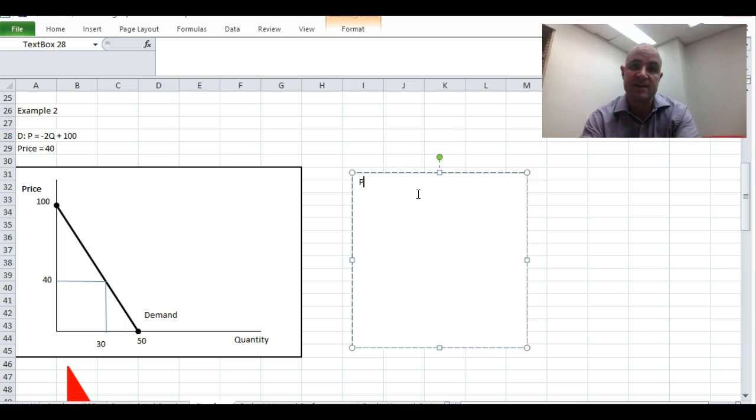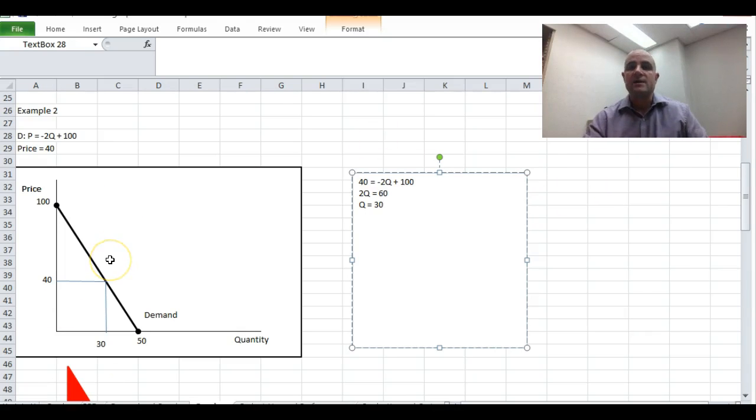And so demand is price equals minus 2 times Q plus 100, where the price, which is 40, equals minus 2Q plus 100. So again, I'm just plugging this price of 40 in there. And so you get 2Q equals 60. Subtract 40 from both sides, and so you find quantity equals 30.